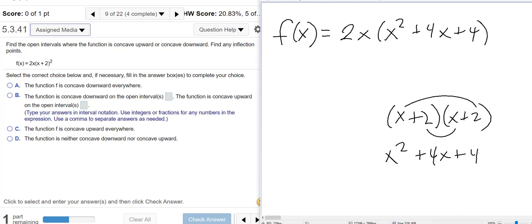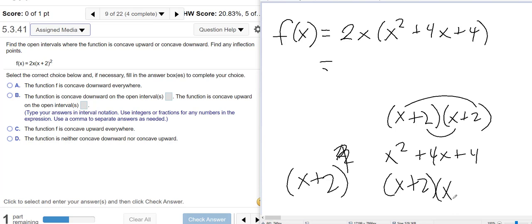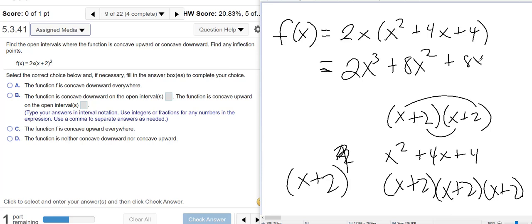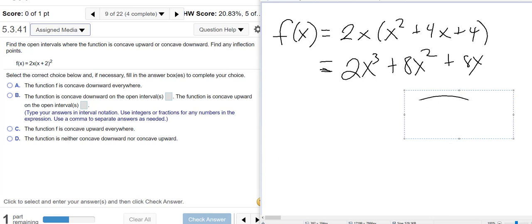Now, if that power is anything other than a 2, you're probably best just leaving it. If it was a 3 or a 4 and you had to multiply out a bunch of these binomials, just use the product rule, okay? But in this case, I think it's easier. 2x cubed plus 8x squared plus 8x. So that's a polynomial function. It's just a cubic function, so the derivative is not that hard.